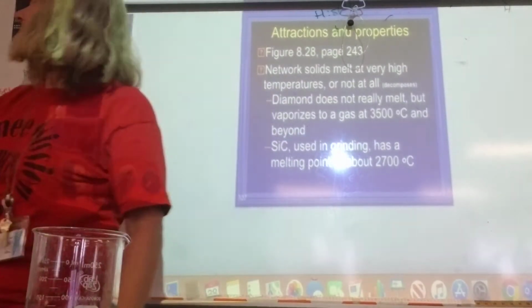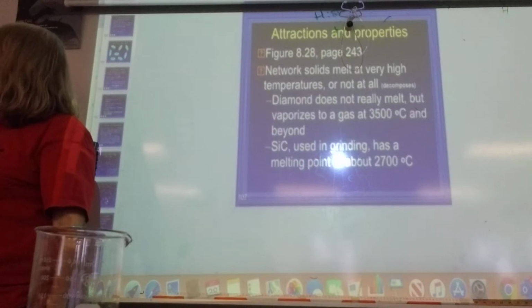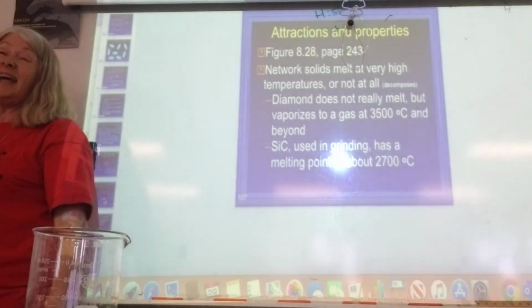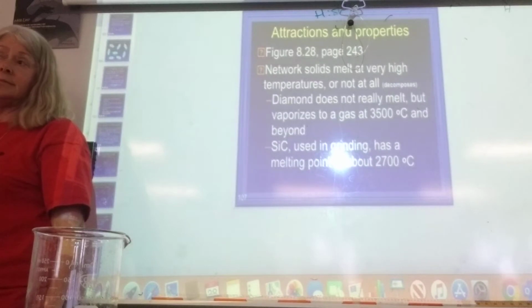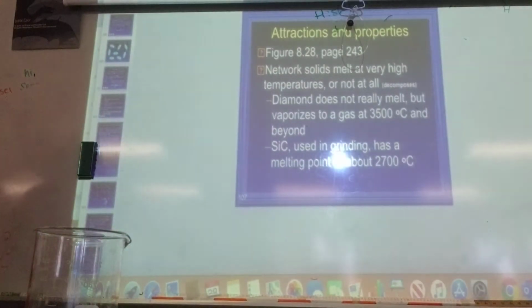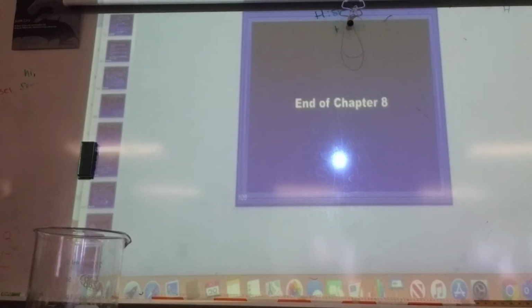And look at how interesting this is. Silicon and carbide. So C's can form a network solid. And Si and C can form a network solid. And they're both in group 4As. And we'll talk more about that in a few minutes. There they are. Diamonds, and I don't have one.